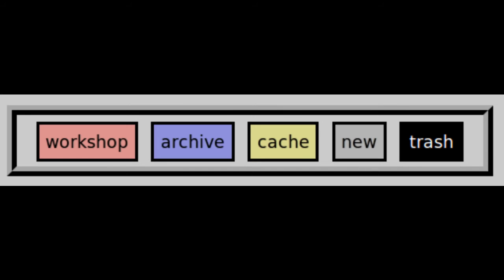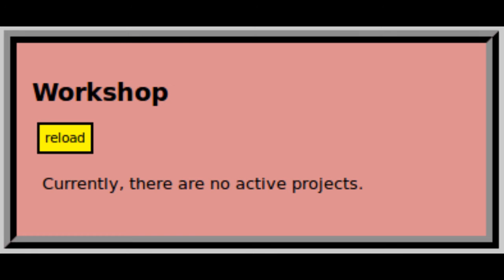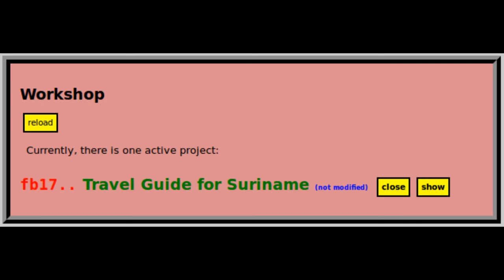From the menu of the Caretaker GUI, we always have immediate access to overviews of the workshop and the entire archive. After the creation of our first project, there's only one item in the archive. Its so-called project tree is just a single project. If this one project is inactive, the workshop is completely empty. If the one project is activated, it is also listed in the workshop.